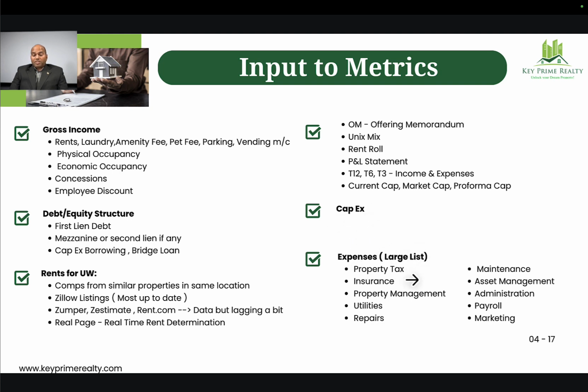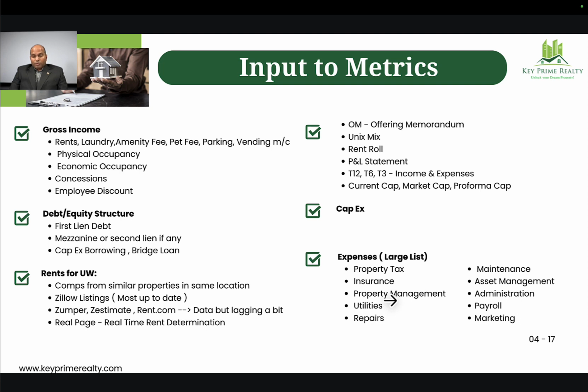And then expenses, there's a whole lot of list. I think there are 40, 50, 60, up to 100 elements in expenses. But some of the main ones that actually make or break the deals are property tax, insurance, property management, utilities, repairs, maintenance, asset management, administration, payroll, marketing. Each of these is self-explanatory. If it doesn't make sense to you, I think we can discuss later.